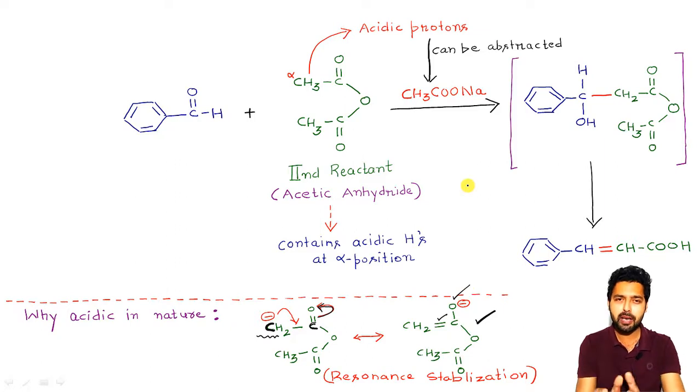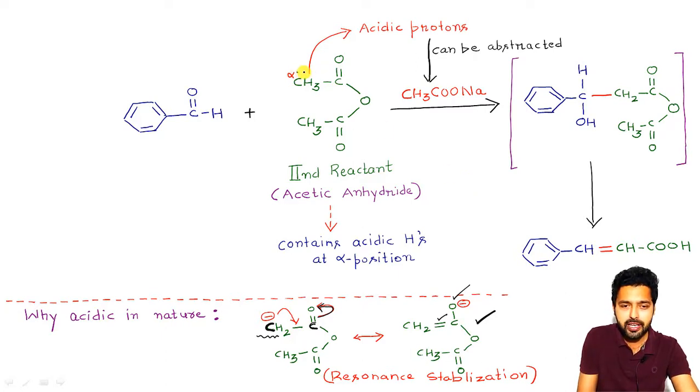Okay, so what is happening here is that resonance stabilization is taking place of the negative charge which will be generated on this carbon atom when we add some base. So without any doubt we can say that yes, these alpha protons are acidic in nature and they can be abstracted if we add some good base here such as sodium acetate, right?